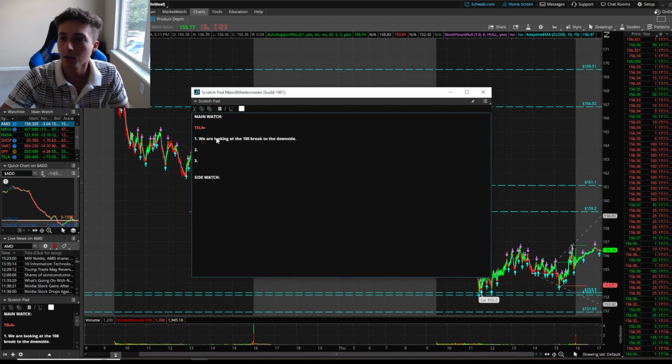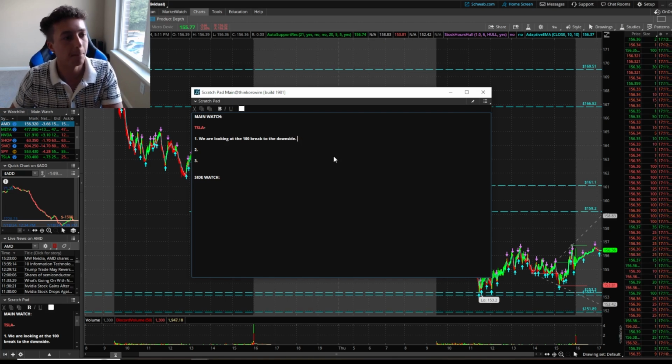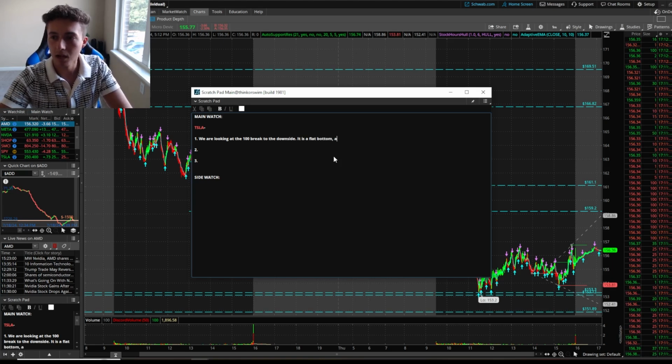So let's say we're looking at the 100 break to the downside on Tesla. And then we're going to write the reasoning behind why we like that level. It is a flat bottom along with a psychological level.